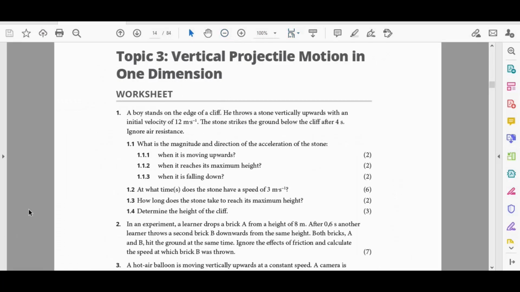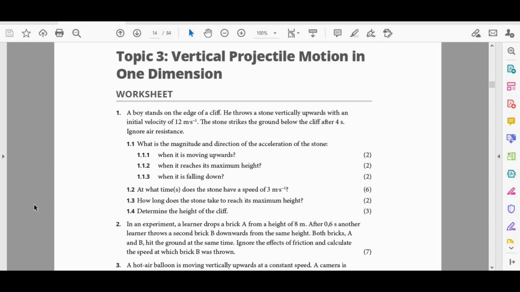The example, question 1, a boy stands on the edge of a cliff. He throws a stone vertically upwards with an initial velocity of 12 meters per second. The stone strikes the ground below the cliff after 4 seconds. Ignore the effects of air resistance. So there you see, ignore air resistance. That means we ignore it, and often that will be stated in the question. Alright? So we can definitely picture this motion. He stands on a cliff, throws something upwards, and the stone strikes the ground below him.